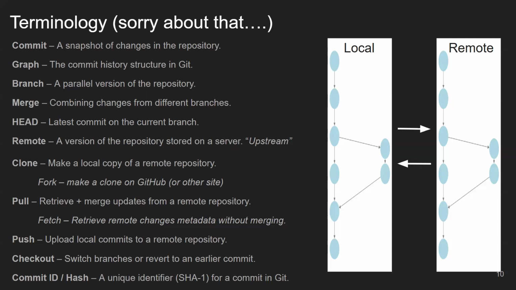And then the final one, I think I already defined this, but the commit ID, sometimes this is also called the commit hash, and that's the unique identifier for every one of the commits in the repository.